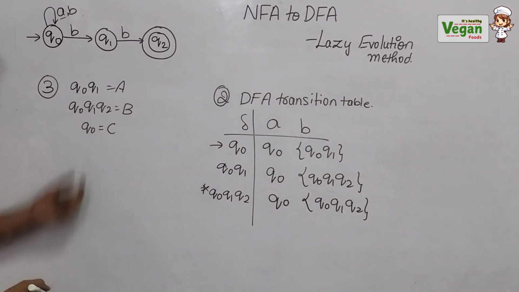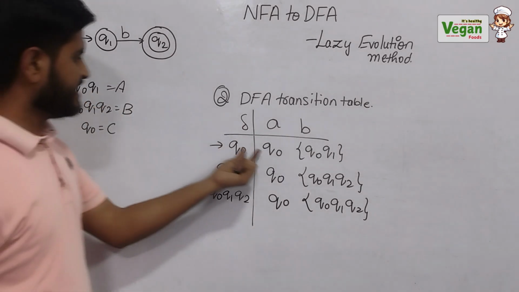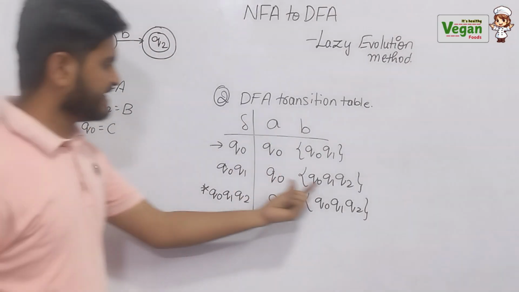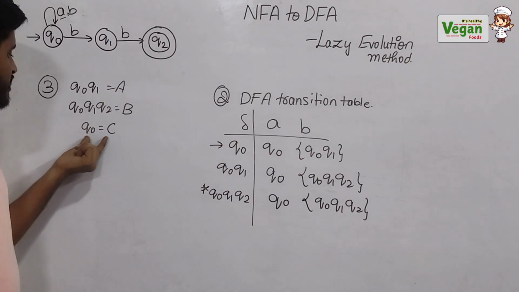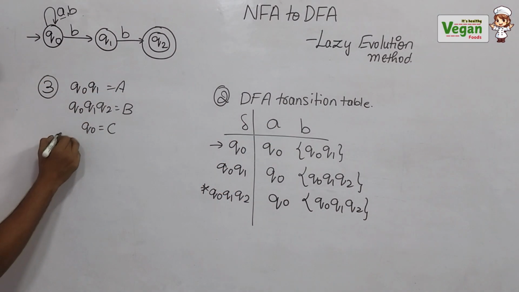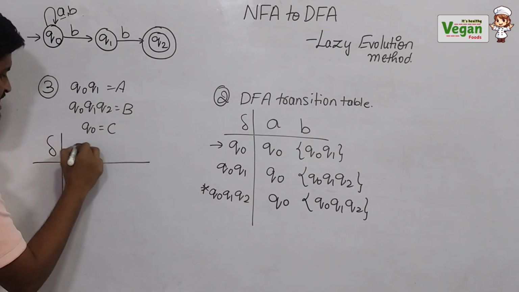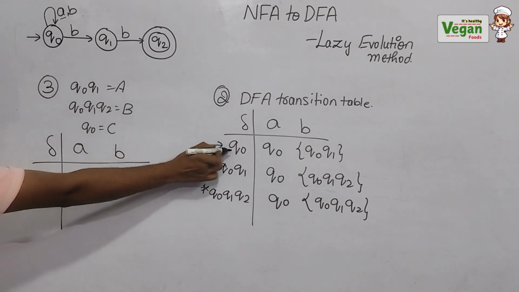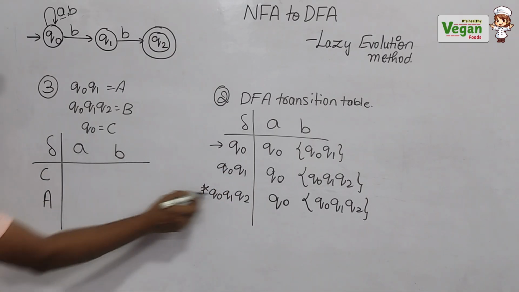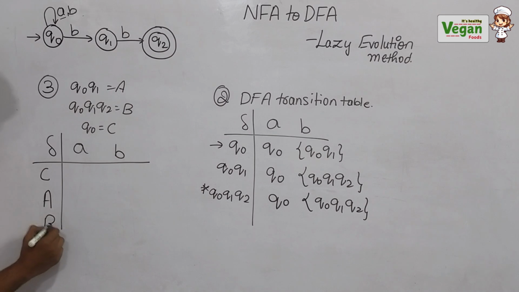So what you will be doing, instead of Q0, Q1, you will be writing A here. Instead of Q0, Q1, Q2, you will be writing B. Instead of Q0, you will be writing C. Just copy here. Next, A, B: instead of Q0, you will be writing C. Instead of Q0, Q1, you will be writing A. Instead of Q0, Q1, Q2, you will be writing B.